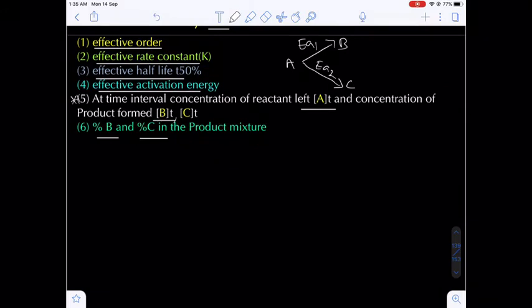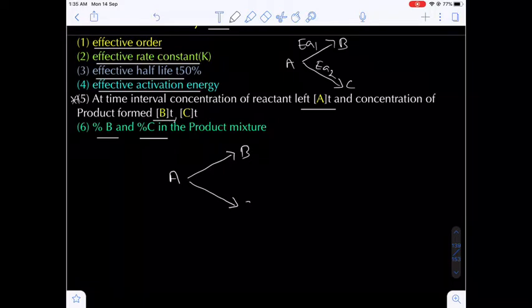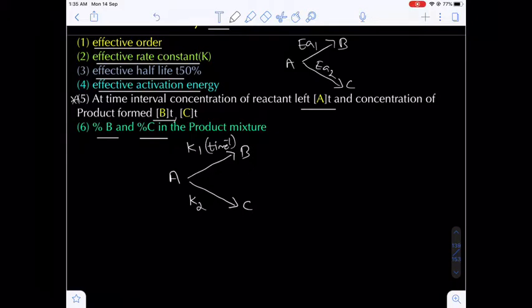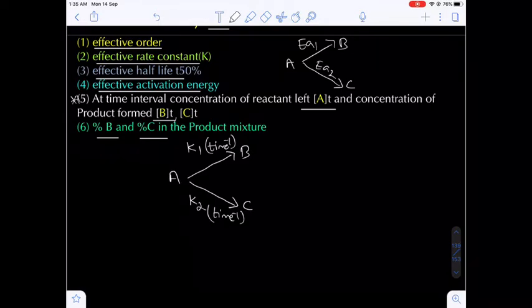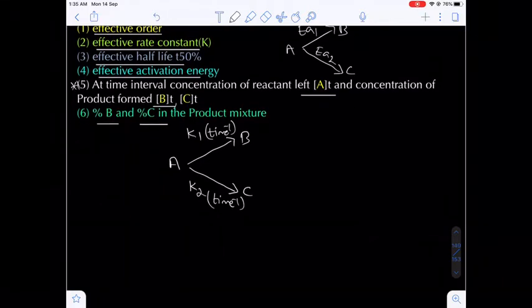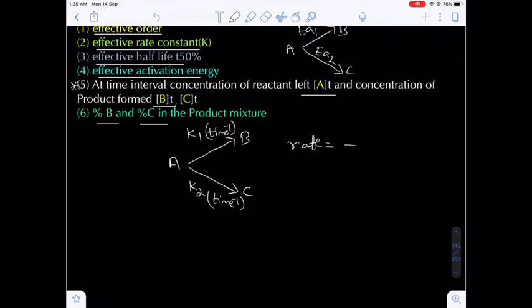Now let's suppose I am taking one general example, that is reactant A giving product B and another product C simultaneously. Here the rate constant value is K1, here the rate constant value is K2. Let's suppose the units for the rate constants K1 and K2 are time inverse, because we are dealing with first order parallel kinetics.